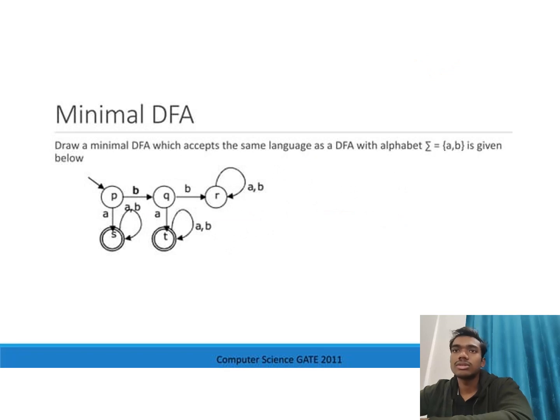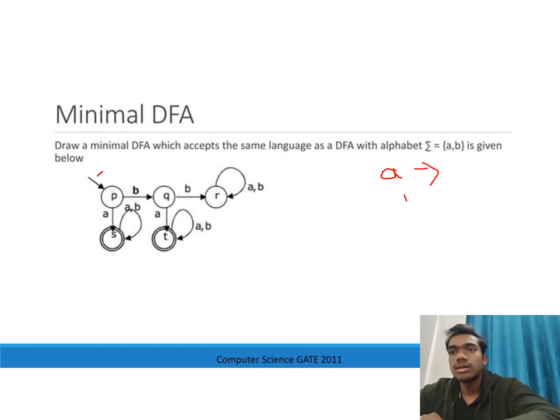So let's see another question. It says draw a minimal DFA which accepts the same language as a DFA with alphabet A and B given below. So this is not a minimal DFA. We need to convert it into a minimal DFA. So how can we convert it? Let's first understand the question. So basically, this is the starting state. Okay. So if A is coming, it's going directly to the final state. If the string is starting with A, it's going directly to the final state.